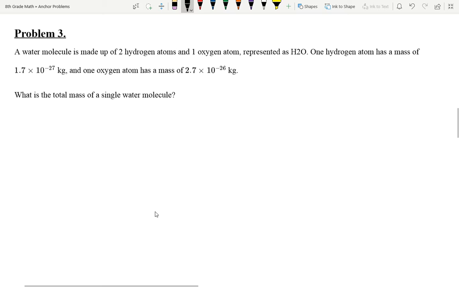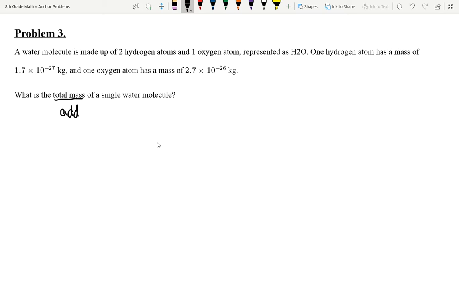A water molecule is made up of 2 hydrogen atoms and 1 oxygen atom, represented as H2O. One hydrogen atom has a mass of 1.7 times 10 to the negative 27 kilograms, and one oxygen atom has a mass of 2.7 times 10 to the negative 26 kilograms. What is the total mass for a single water molecule? Well, total mass in this adding and subtracting section means we're going to simply add.